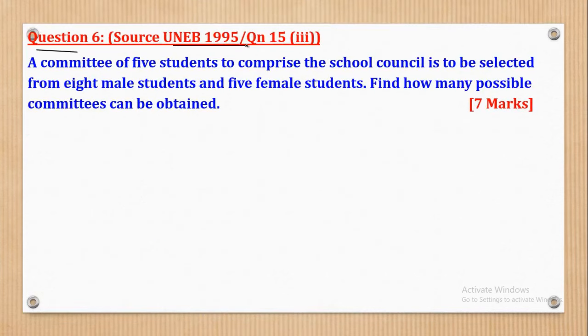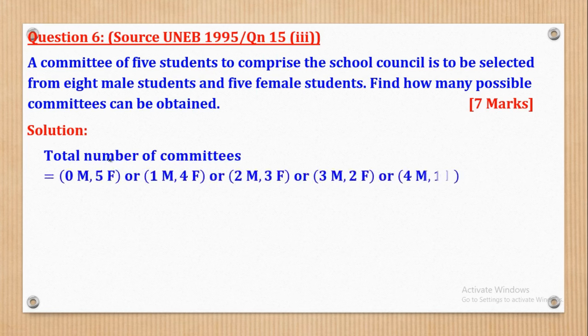Question 6 came from UNEB 1995, paper 1, question 15, Roman 3. And it says, a committee of 5 students comprising the school council is to be selected from 8 male students and 5 female students. Find how many possible committees can be obtained. So here you can choose, all of them can be female, the 5 can be female, or 1 male and 4 female, or 2 male and 3 female, or 3 male, 2 female, or 4 male, 1 female, or all of them can be male.